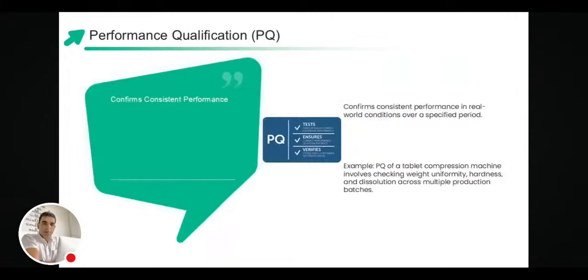Finally, we have performance qualification, or PQ, the step where the equipment is tested under actual production conditions to confirm consistent, real-world performance. PQ ensures that the equipment not only works in theory but delivers reliable results during routine operations. For example, with a tablet compression machine, PQ involves verifying parameters such as weight uniformity, hardness, and dissolution across multiple production batches. This stage demonstrates that the equipment can consistently produce products that meet quality standards, ensuring both regulatory compliance and operational efficiency in real-life scenarios.